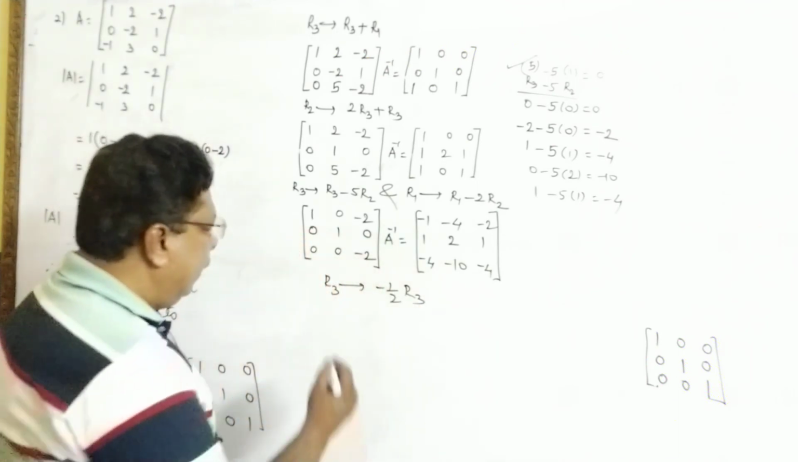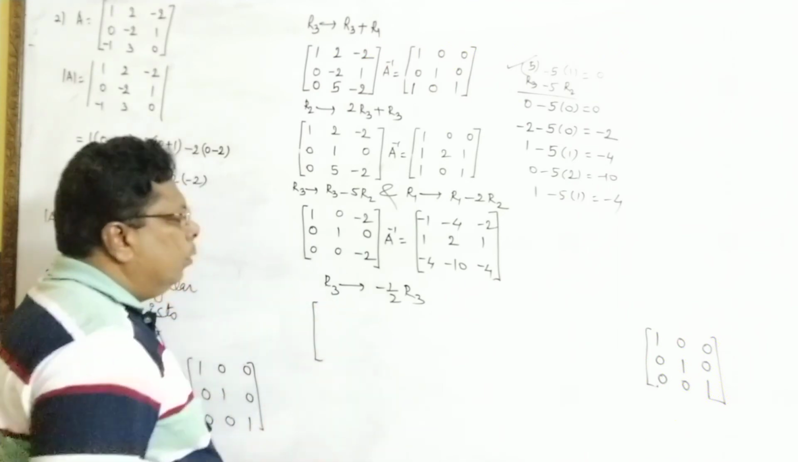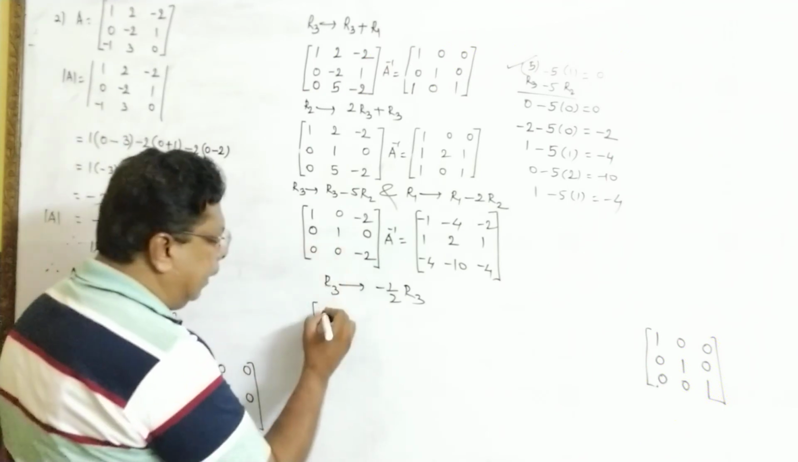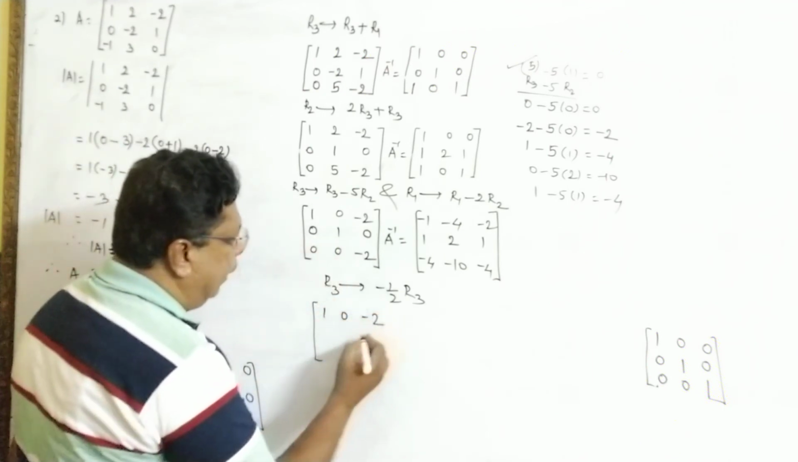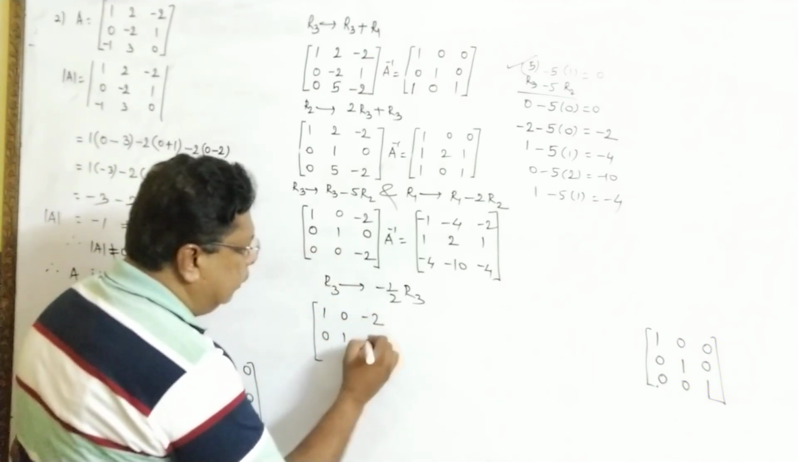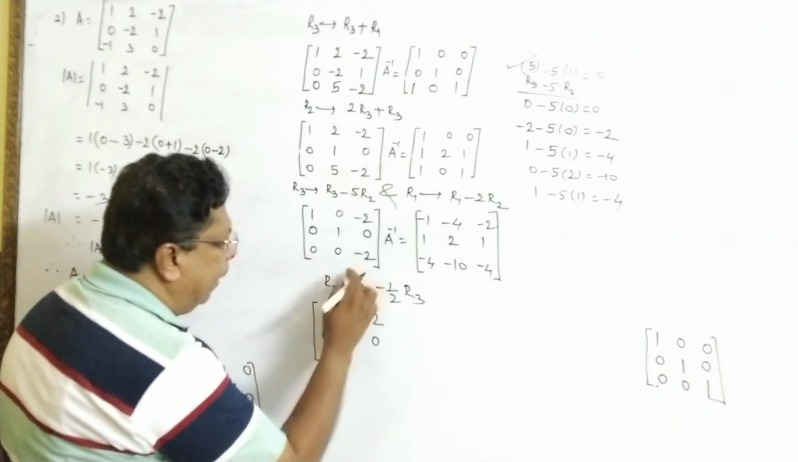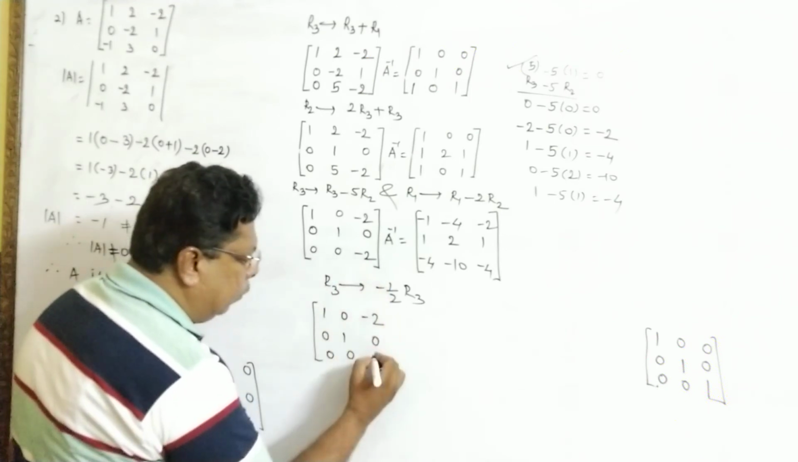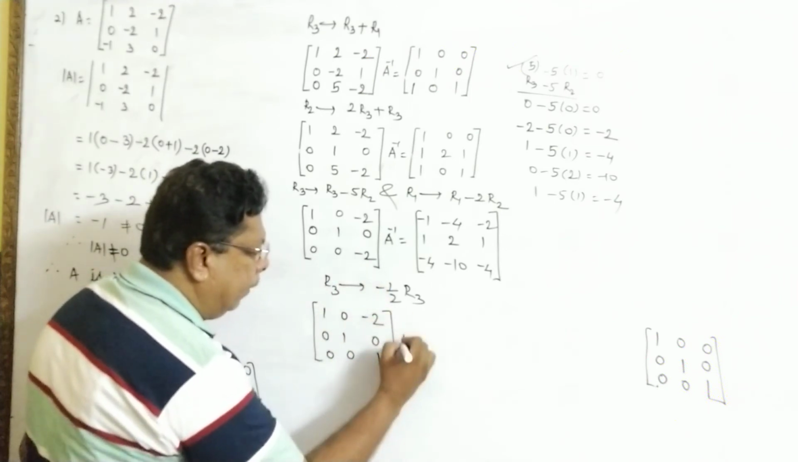Okay. Now only third row will change. No change in the first and second row. 1 0 minus 2, 0 1 0, divided by minus 2: 0 upon minus 2 is 0, 0, minus 2 upon minus 2 is 1. A inverse.